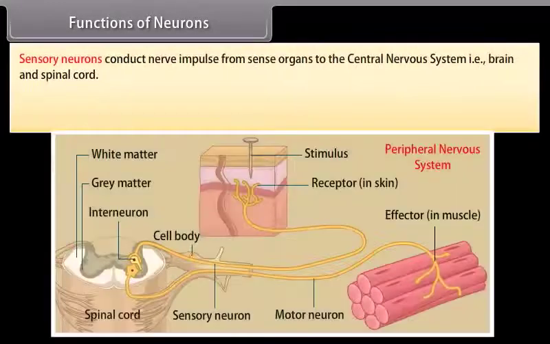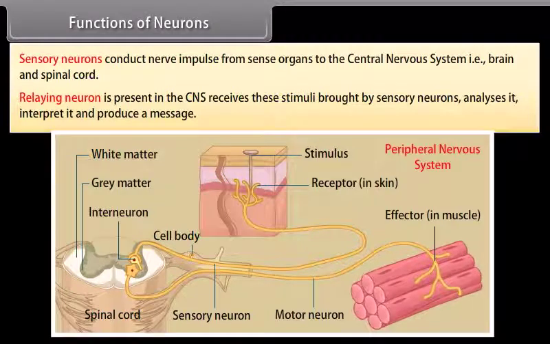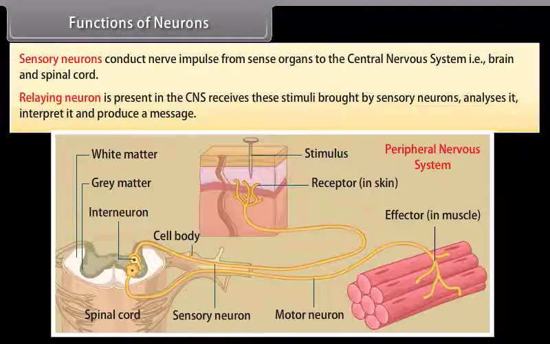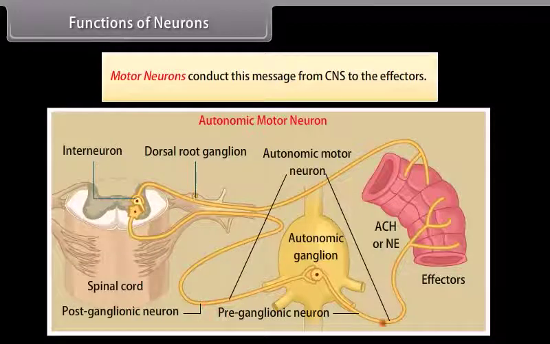Functions of neurons. Sensory neurons conduct nerve impulse from sense organs to the central nervous system, that is, brain and spinal cord. Relaying neuron is present in the CNS, receives these stimuli brought by sensory neurons, analyzes it, interprets it, and produces a message. Motor neurons conduct this message from CNS to the effectors.